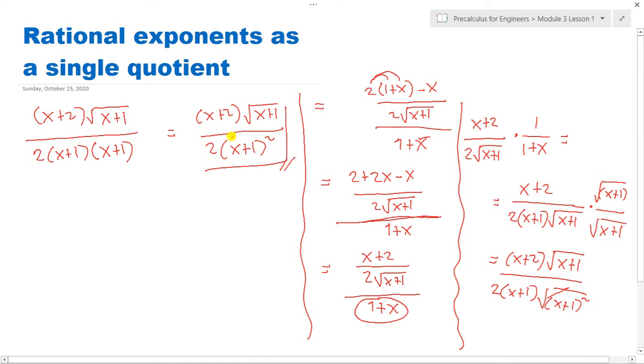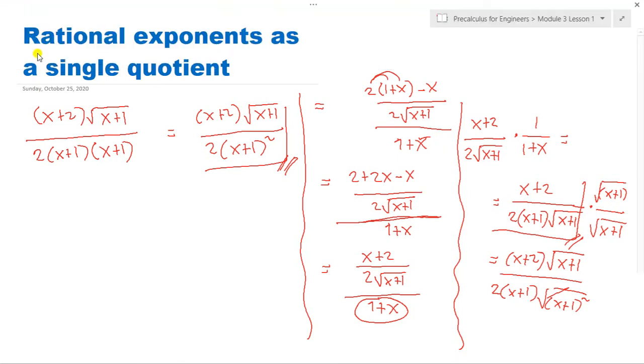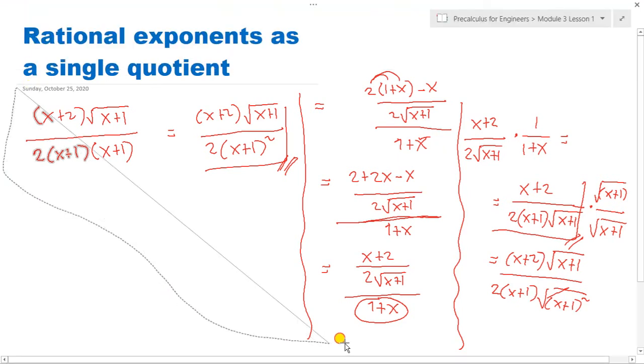Rationalized pa siya, tapos na-eliminate pa yung negative sign. Negative rational exponents. If not required yung pag-rationalize, class, therefore this would now be our answer, class. Ito na. Kapag required na i-rationalize, ito yung final answer. So see the difference, class. Take note with that one. So we now have our third example.